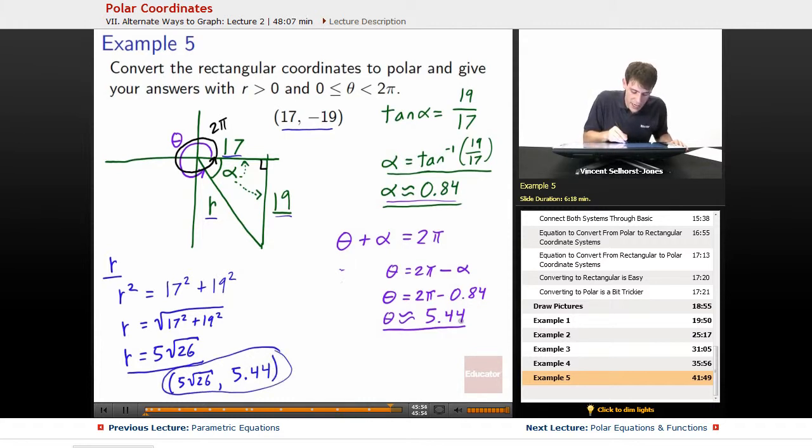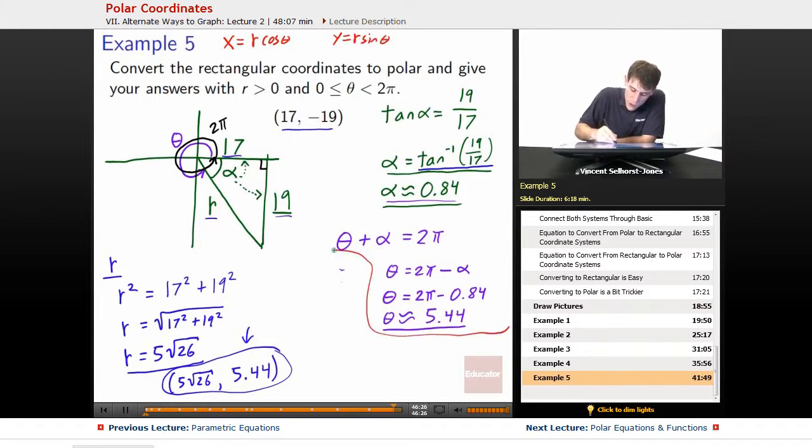If we wanted it precisely, we could leave it as 2 pi minus tan inverse of 19 over 17, but we'll probably wind up being okay with just having this approximate value right here of 5.44. Now, we didn't do this in the last problem, but I want you to see that you can also check your work here. If you're not quite sure that it all came out right, we can check our work. We can go to polar, but then since it's so easy to convert from polar back to rectangular, we just plug them in. Remember, to convert to rectangular, x equals r cosine theta, y equals r sine theta.